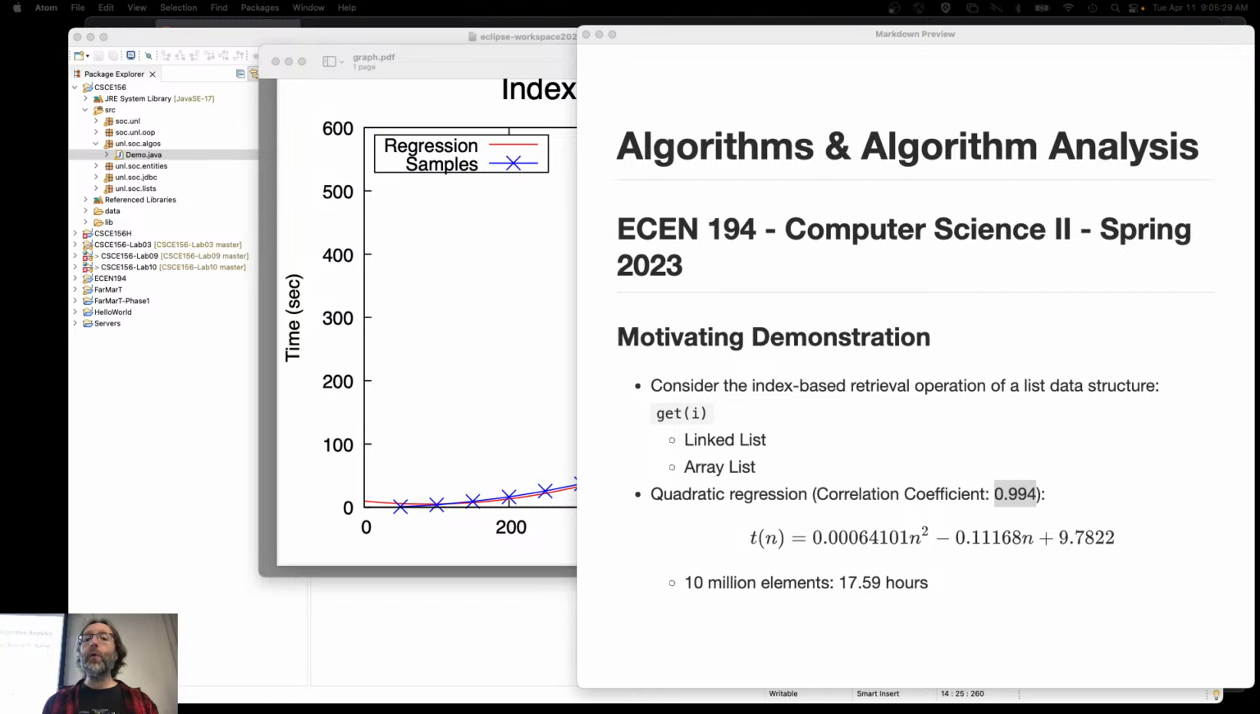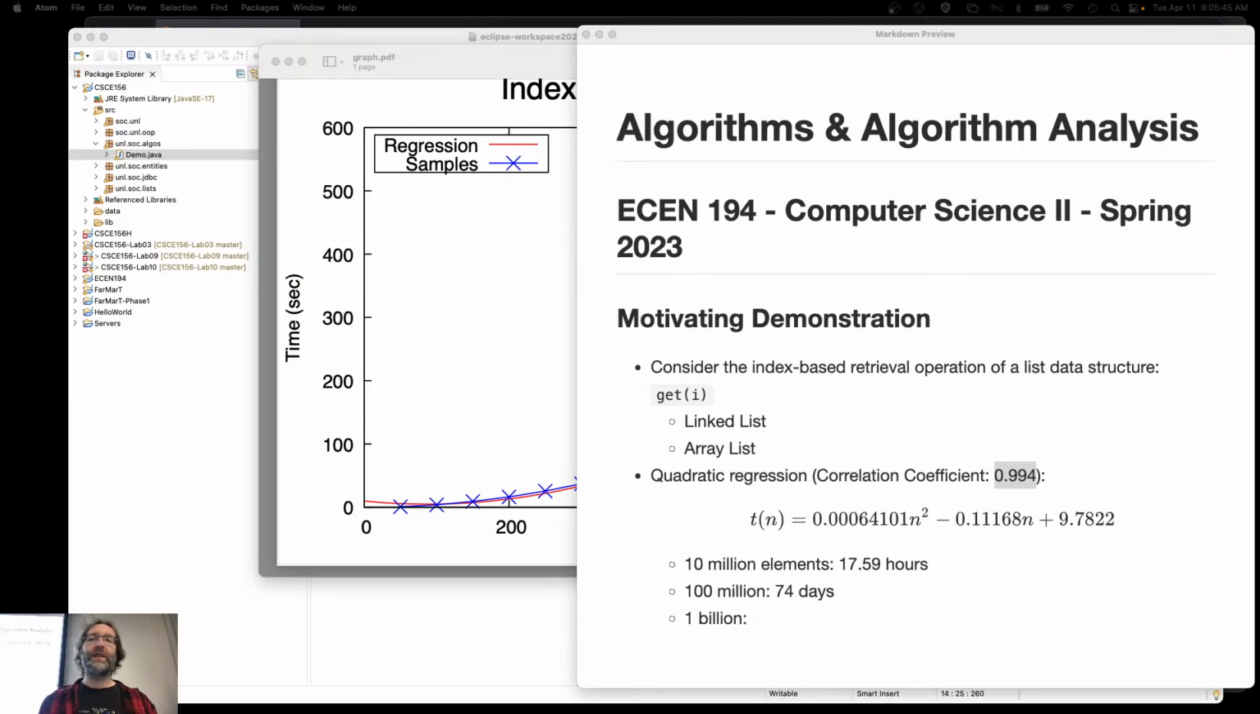If I went up another order of magnitude to 100 million, it's going to be 74 days. And you start to see these epochs going up and up and up, hours to days. What about 1 billion? Just give me an estimate. A month, 2 months? I mean, we're already up to almost 3 months. At least a couple of years. At least a couple of years, 20 years.